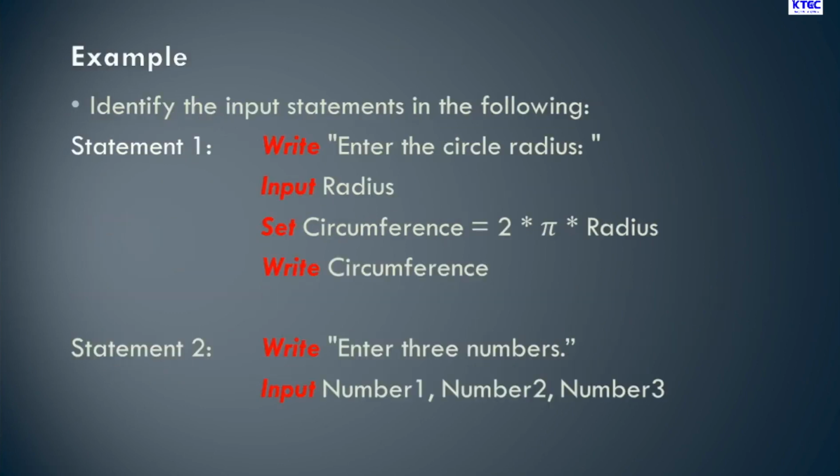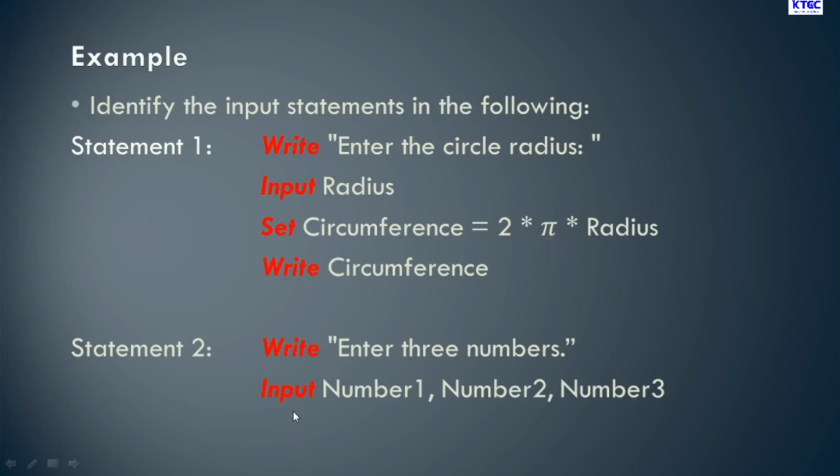Now let's look at the examples here. Identify the input statement in the following statements. In statement 1, we have write. This one displays something on the screen. So say write, enter the circle radius. Then input means enter what? The radius. Maybe you want to calculate the area or circumference of a circle. You know you need the radius, as we've already talked about in a previous lesson. So you'll be prompted to what? Enter the radius. Then from there, we set circumference as 2 times pi times radius, and then we get the circumference here.